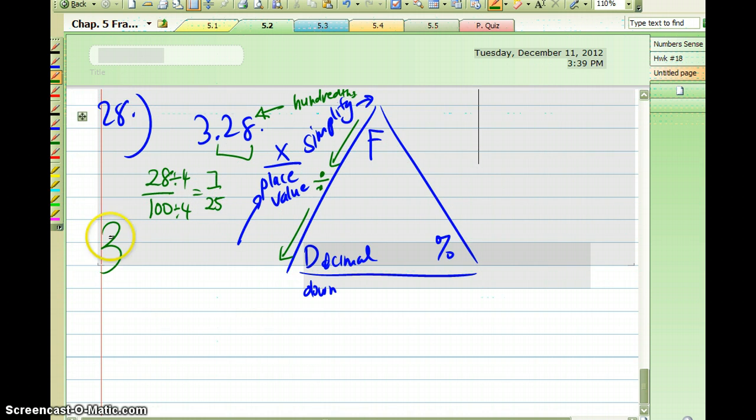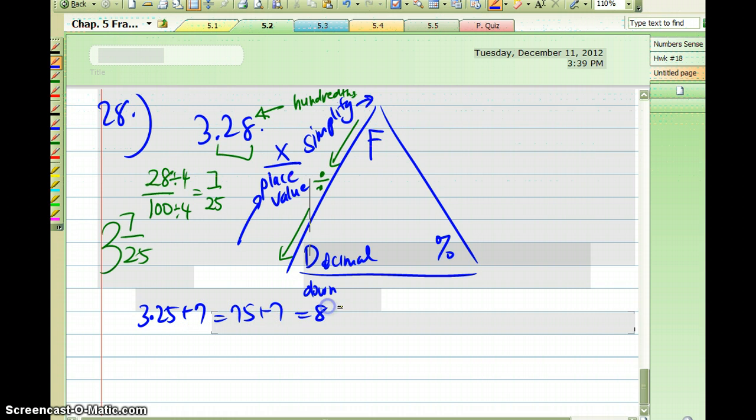So my final answer would be the 3 plus the 7 over 25, giving me, well, if I look at my choices, I don't see that mixed number, so it seems like I have to change it to improper. So I'm going to multiply 3 times 25, add the 7, giving me 75 plus 7, which is 82. So I get 82 over 25. Okay, answer is C.